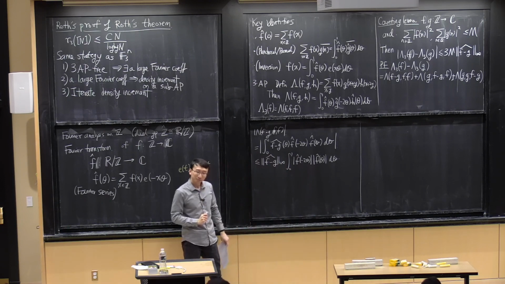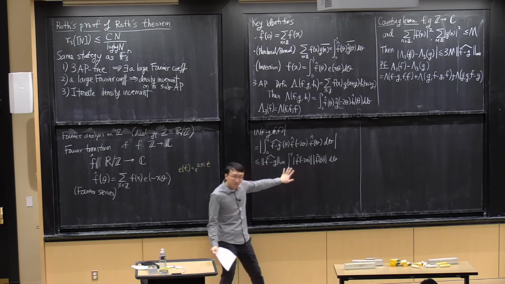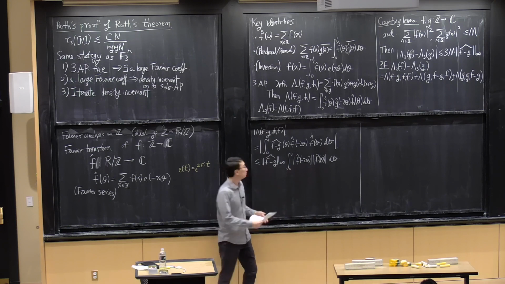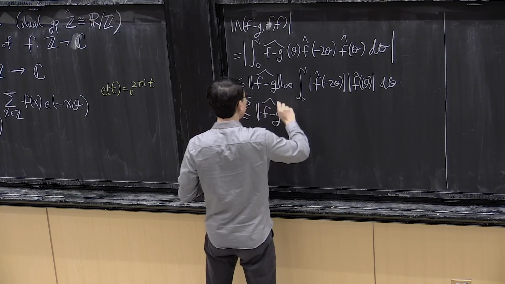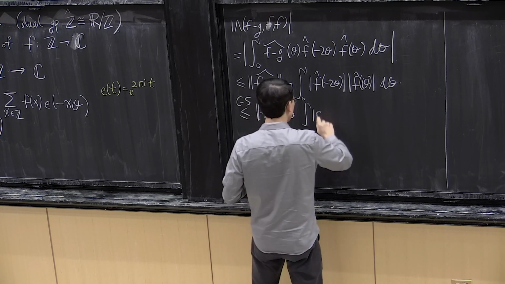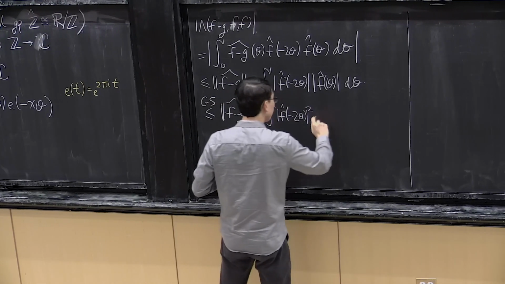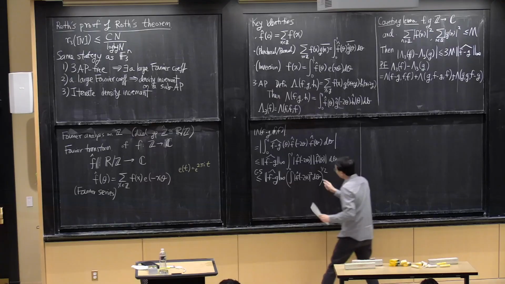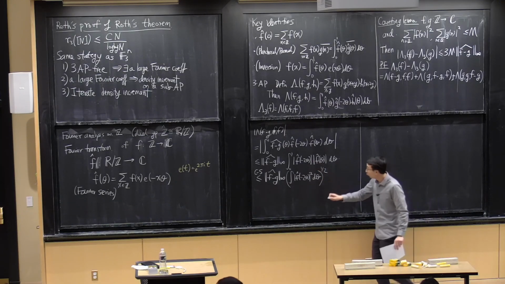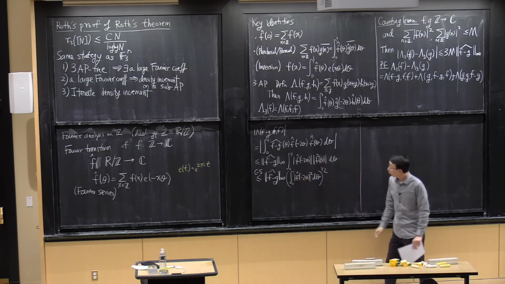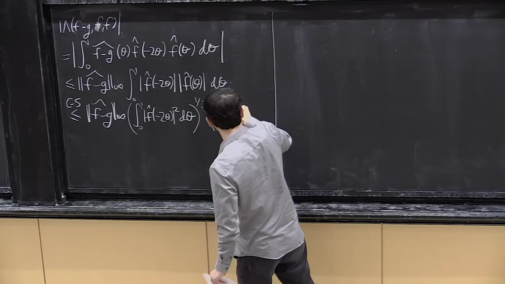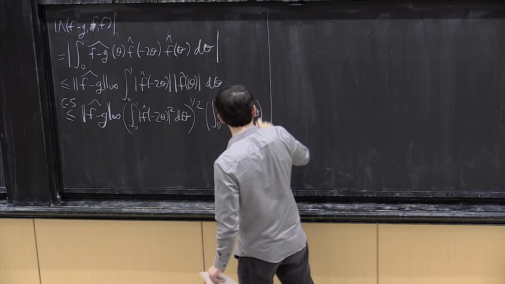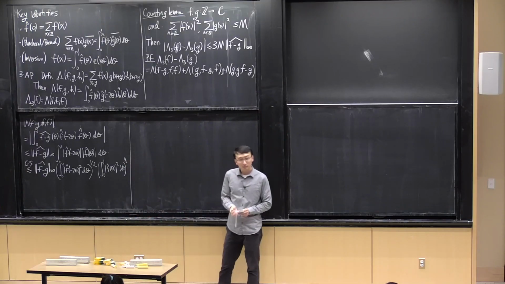Okay, so far so good. And now you see this integral, apply Cauchy-Schwarz. Okay, so apply Cauchy-Schwarz to the first factor, you get this L2 integral. And then you apply Cauchy-Schwarz to the second factor. You get that integral. Okay. Now what do we do?